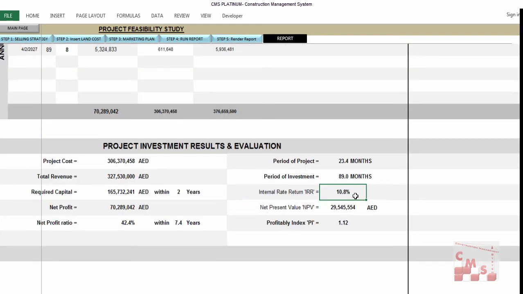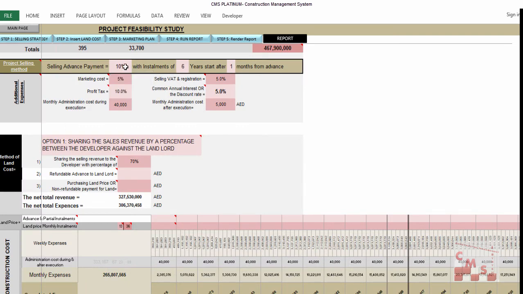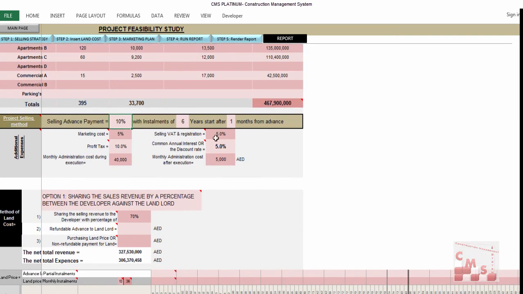IRR changed to 10%, net present value changed to 29 million instead of 4 million, and profitability index changed to 1.12, more than 1, which is required. So changing only the marketing plan will change your report. Changing also the selling method, let's say 15% advance payment instead of 10, what will be the difference? Let's see the report.